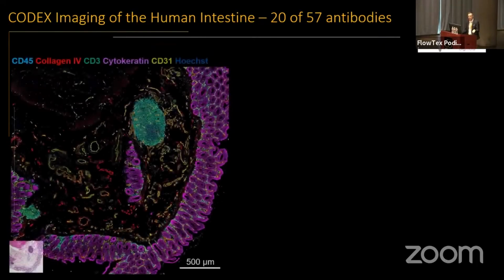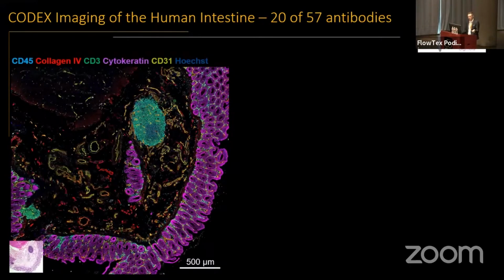And what does this look like? This is an example image from this CODEX multiplex imaging. This is only 5 of the 57 antibodies that we use. Here in the pink, you see the epithelium, which is the part that's closest to the lumen of the intestine. Below it, you have the submucosa, which is a stromal area.